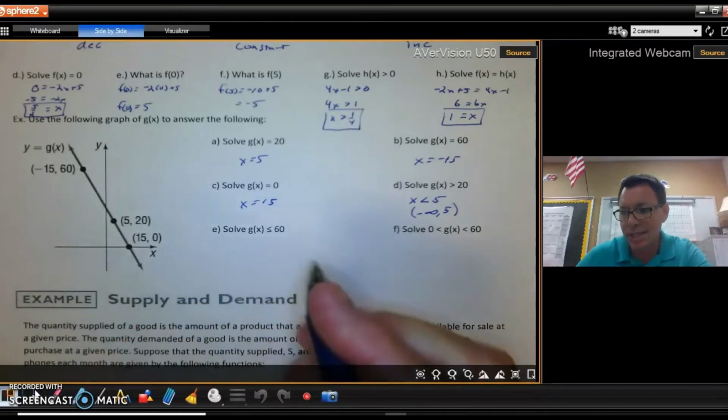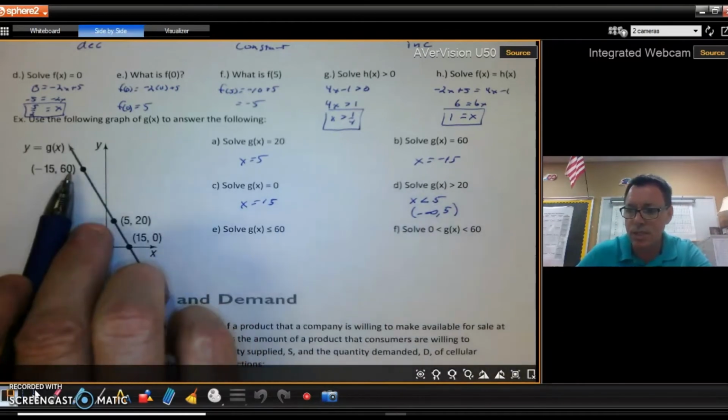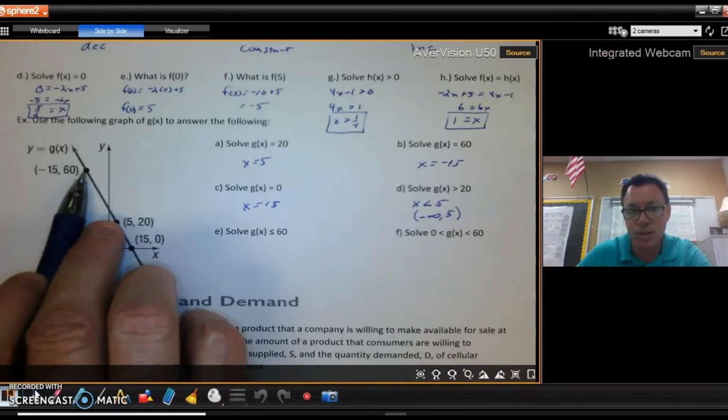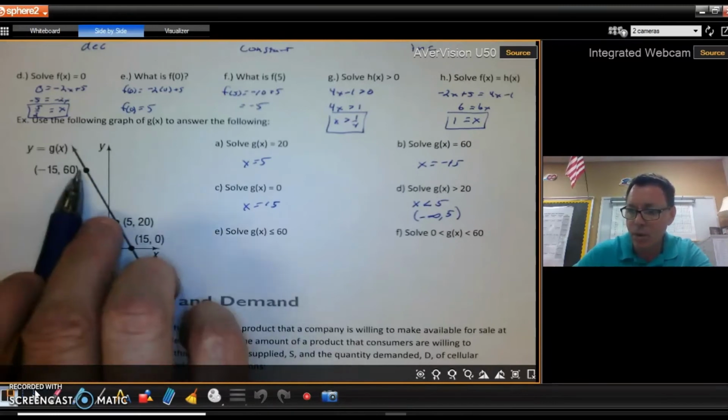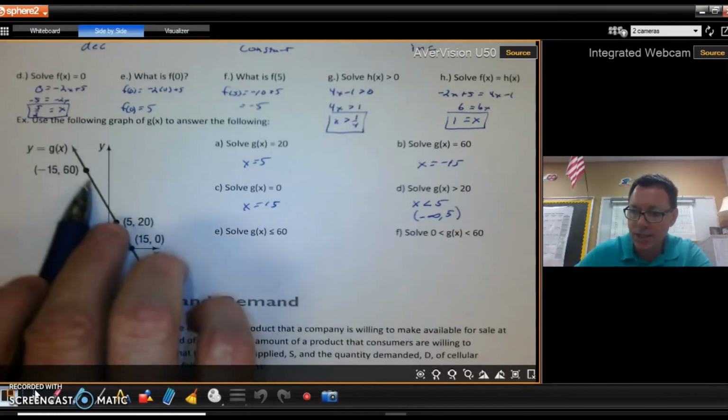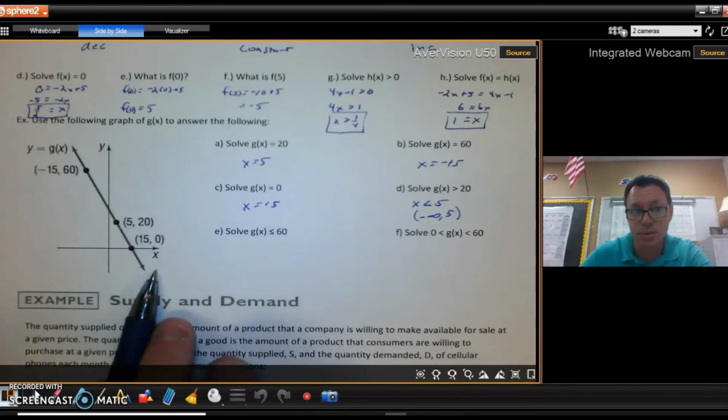Okay, so going with that, look at the next one. Solve g of x less than or equal to 60. So that's when the function is equal to 60. I want to know when is the function less than or equal to 60.